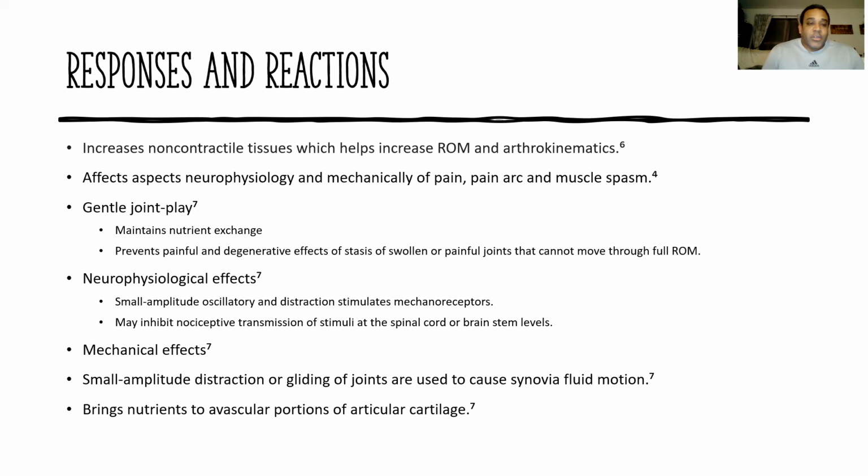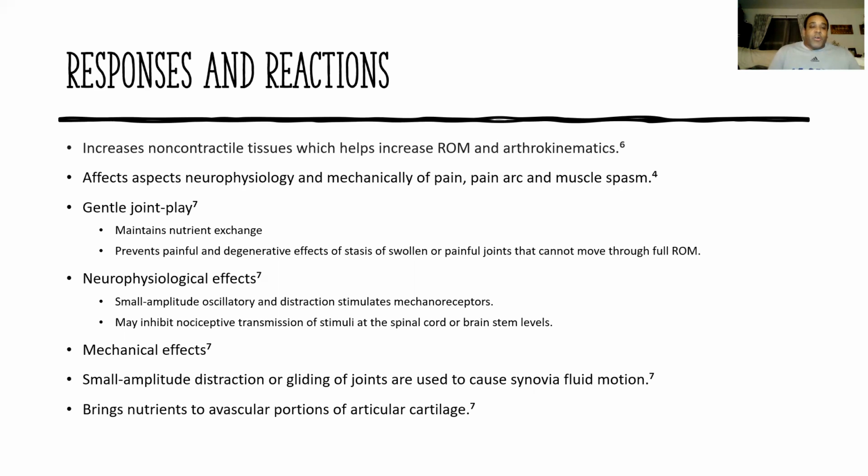The neurophysiological effects: small amplitude oscillations and distractions stimulate mechanoreceptors, which may inhibit nociceptor transmission of stimuli at the spinal cord and brainstem levels. So basically, the small amplitude oscillations inhibit that pain stimuli transmission from whichever joint you're working with to the brain, which decreases that pain.